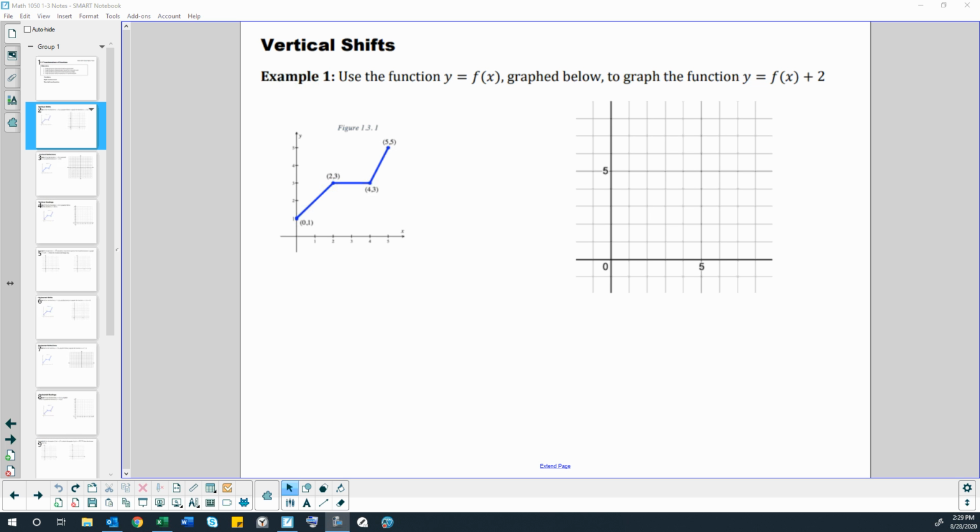This is example 1 in section 1-3. We have this function, calling it f of x, because it doesn't really have an equation that would fit it. We could make a piecewise function that fits it, but we don't need to for what we're doing. We're going to graph the function y equals f of x plus 2.